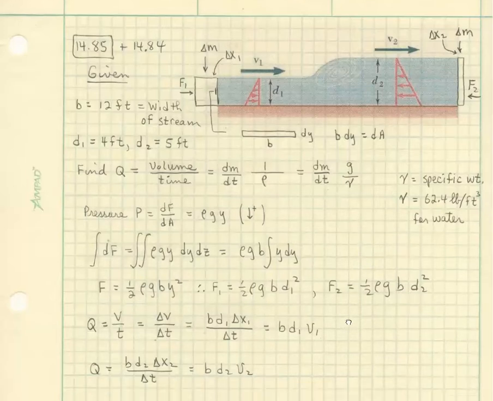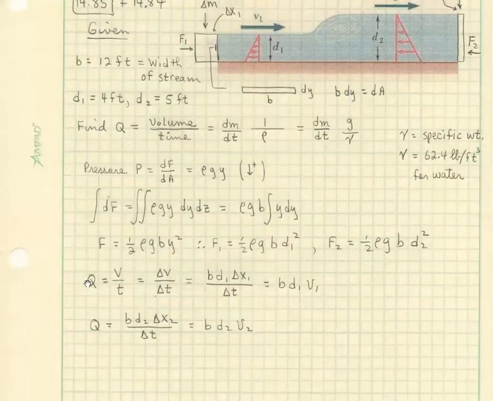All right, the next thing we're going to look at then is setting up this Q, again, as a volume per unit time, because one of the things we've got to do is get rid of V1 and V2. We've got to get it in terms of something that is known or something that we're looking for. So remember that this volume per unit time can be written as delta V divided by delta T.